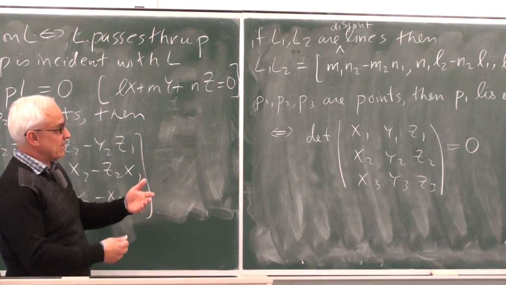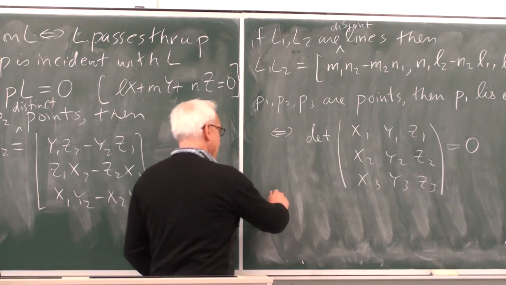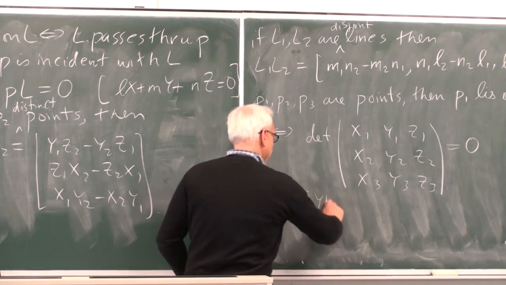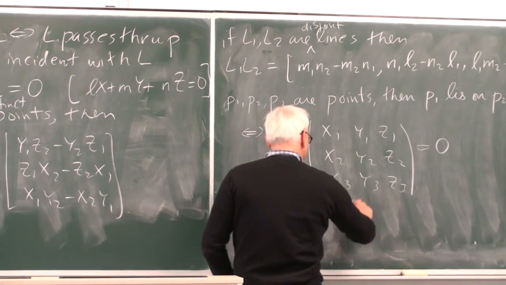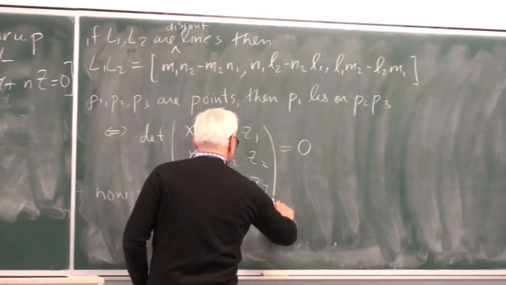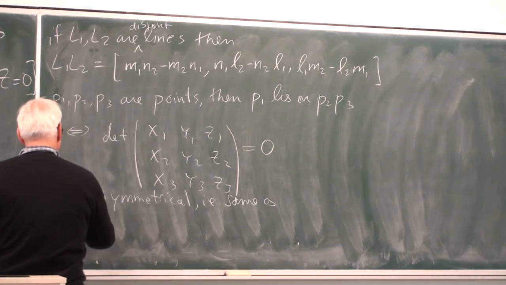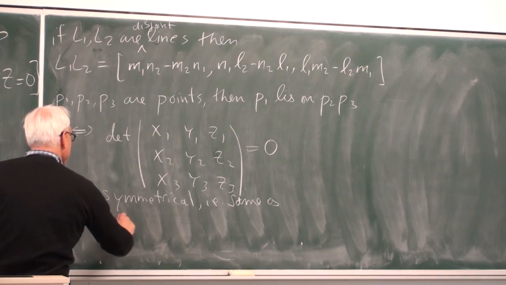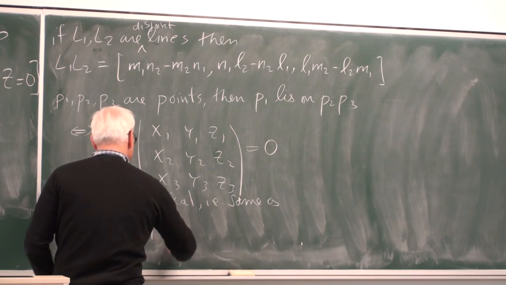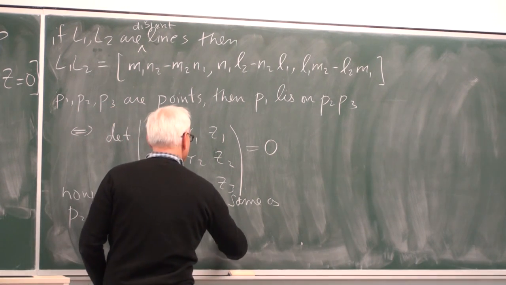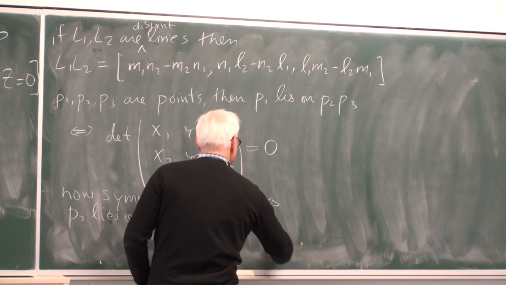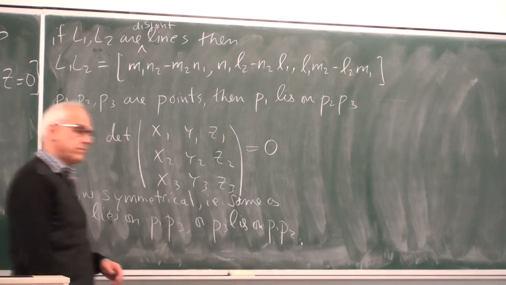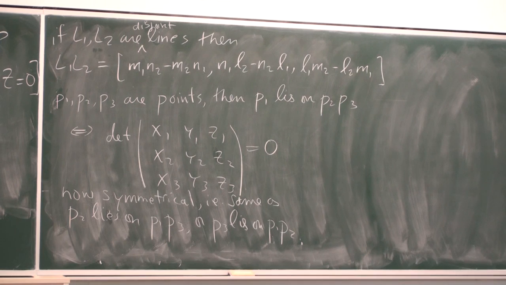And this makes it obvious that this is now a symmetrical condition, i.e. it's the same as P2 lies on P1 P3, or P3 lies on P1 P2. So collinearity of points is just a determinant condition. That's a consequence of the way we define the product.